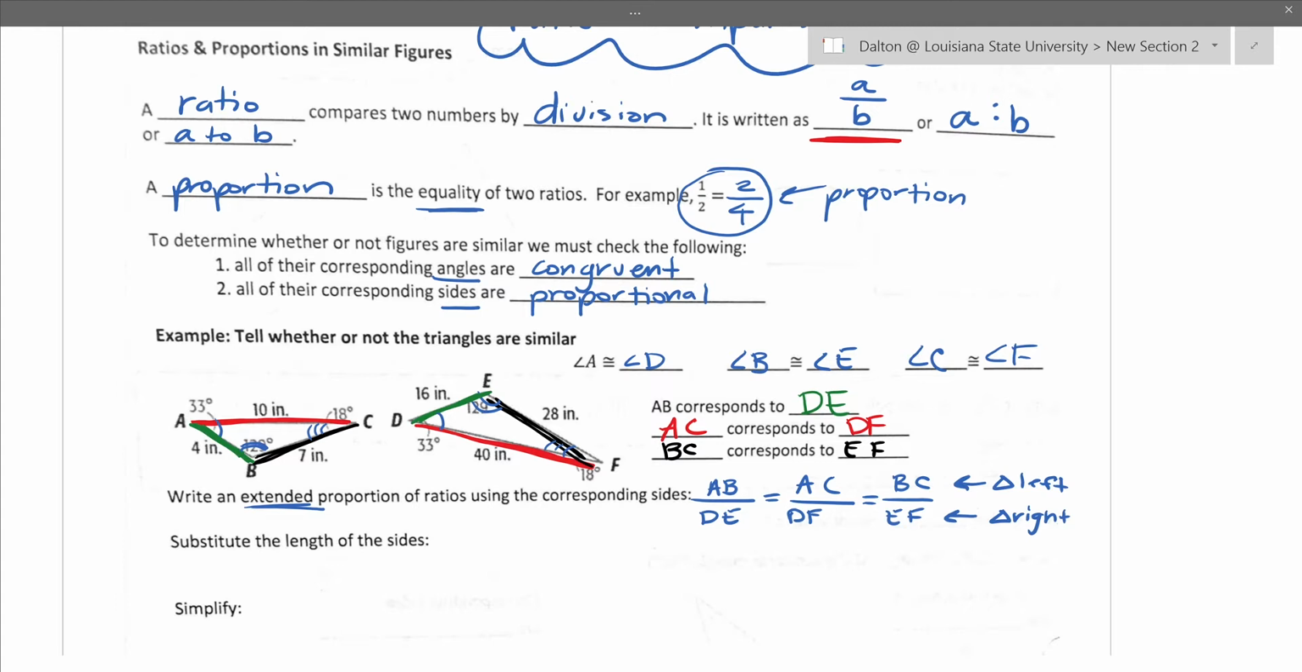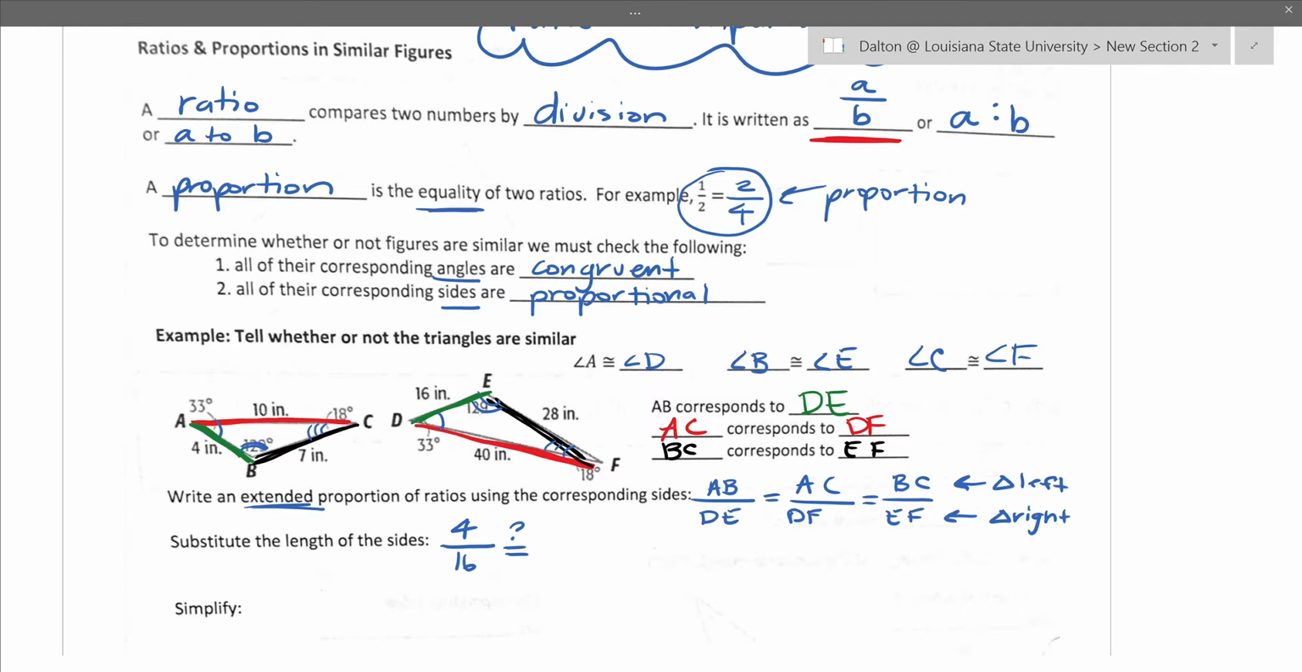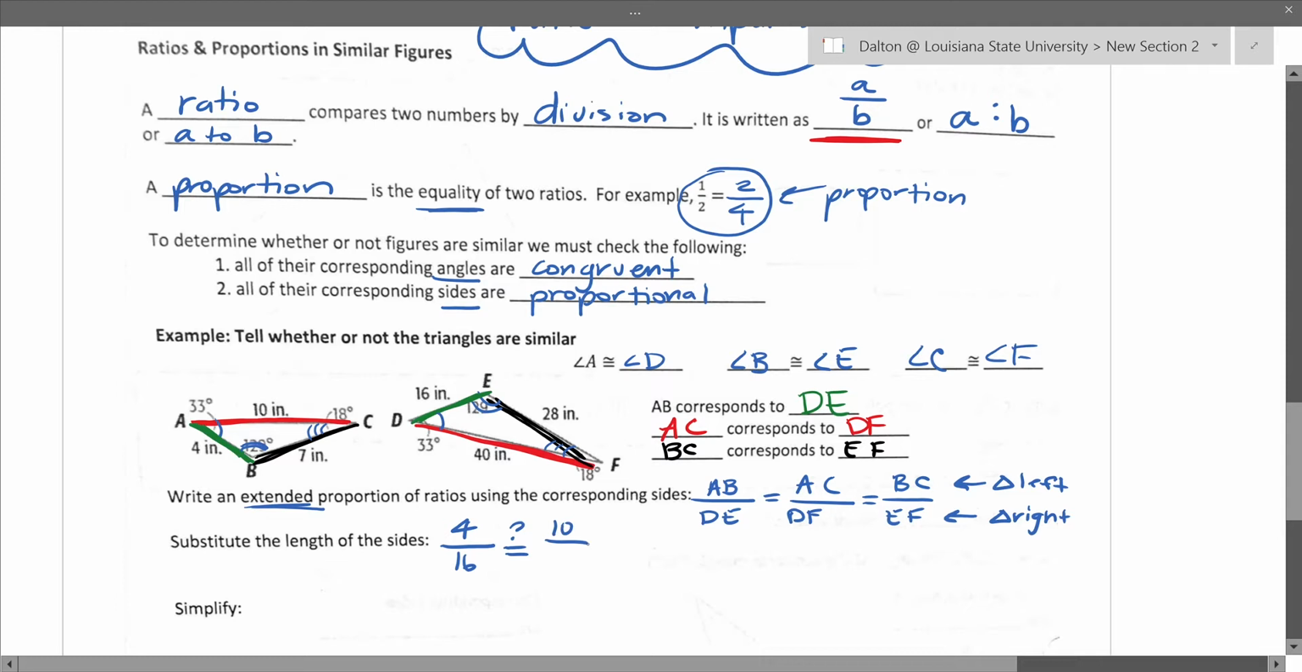So what is the length of AB? Well, AB is 4 over DE is 16. And we want to know, is that ratio equal to, so I'm going to put a question mark, is that ratio equal to AC, which is 10, over DF, which is 40, and is that ratio equal to BC, which is 7, over EF, which is 28? So we want to know, are all these things equal?